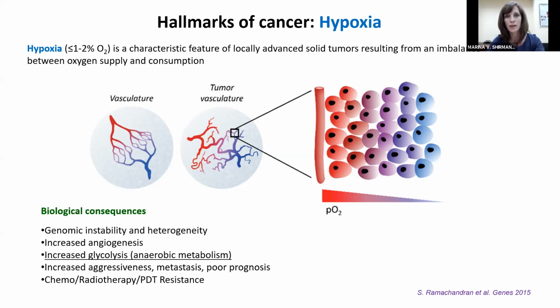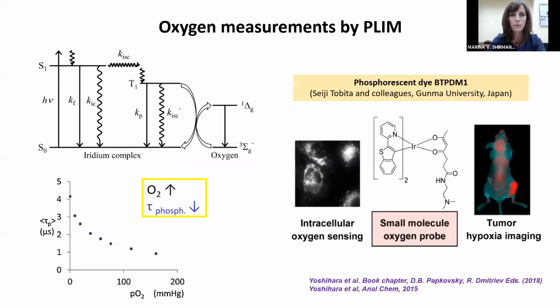Hypoxic tumors are normally more aggressive, have poor prognosis, and are more resistant to different types of anti-cancer therapy. So hypoxia is a very bad feature. One of the approaches to assess oxygen level in the tissue is to use a phosphorescent probe, a chemical dye with phosphorescent properties, and phosphorescence lifetime imaging.